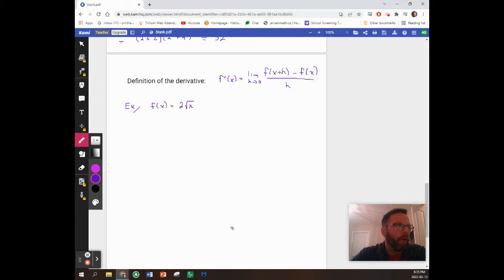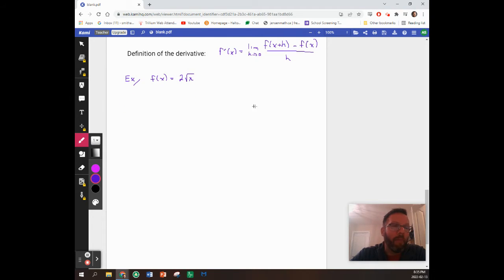Hi everyone, Mr. Smith here, and in this quick hits video, we're going to find the derivative of a function using the definition. In my calculus and vectors class, we've been focusing on how to find the instantaneous rate of change of a function. How do we estimate it by looking at average rates of change?